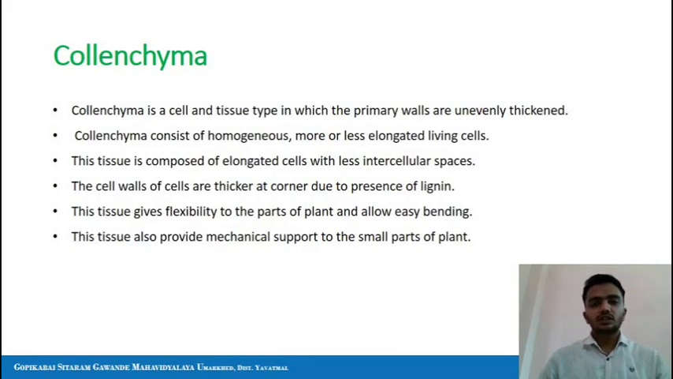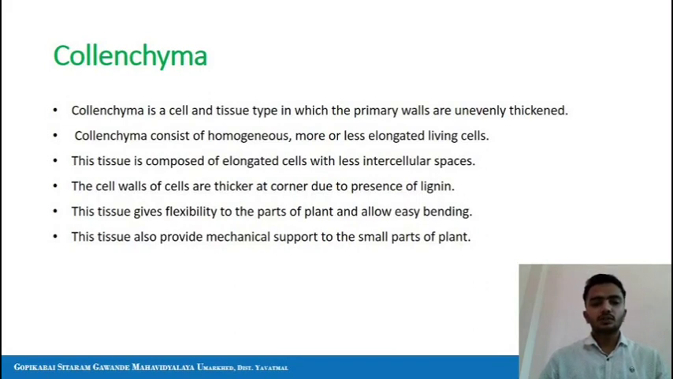So the cell wall of this collenchyma is unevenly thickened, that is, collenchyma consists of homogeneous, more or less elongated living cells. This tissue is composed of elongated cells with less intercellular spaces. The cell walls of these cells are thicker at the corners due to the presence of lignin. This tissue gives flexibility to the parts of the plant and allows easy bending.